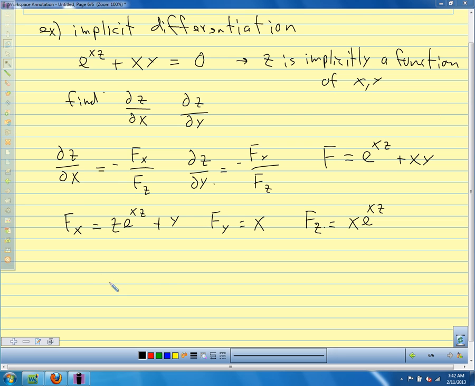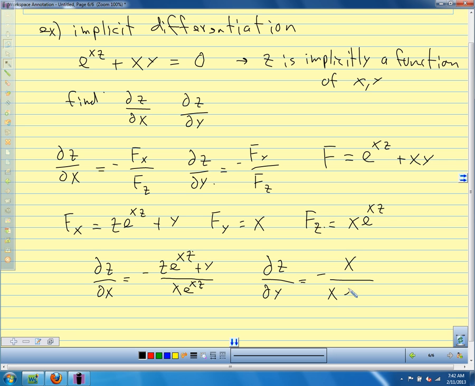So dz dx, partial of z with respect to x, is just going to be minus z e to the xz plus y over x e to the xz. And dz dy, the partial of z with respect to y, is minus x over x e to the xz, which we can simplify to just 1 over e to the xz. Quick, simple, much faster, much easier than the method that we would have used for implicit differentiation in the past.